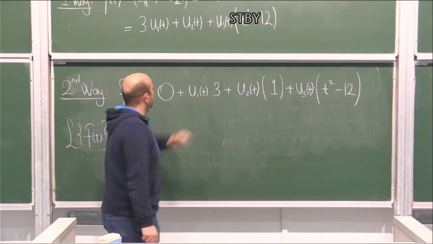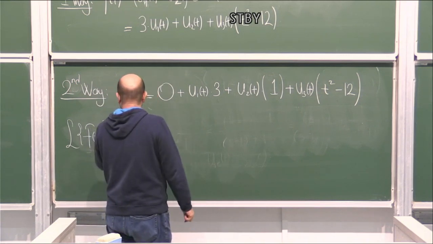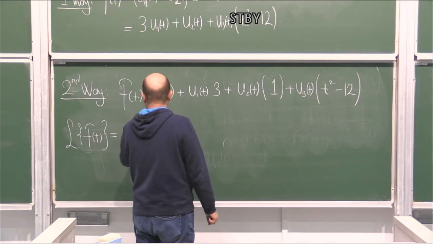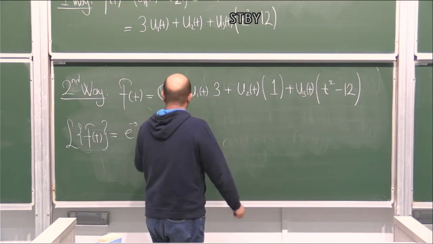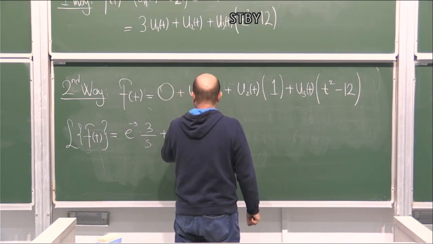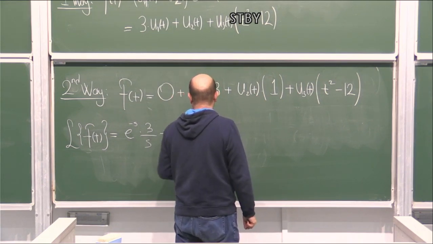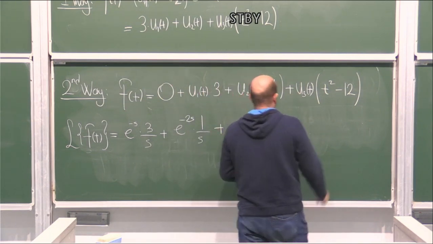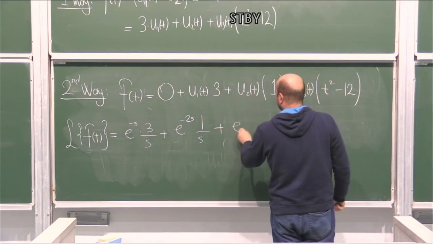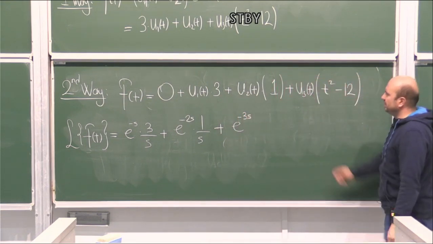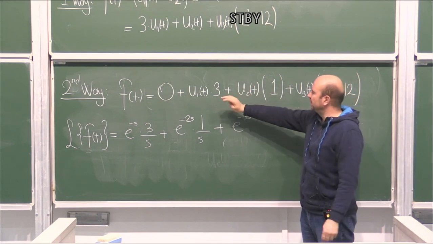Now, let's compute the Laplace transform of this after writing. So we have u1 of t times 3. This is exactly e to the minus s times 3 over s. Then u2 of t's Laplace is e to the minus 2s times 1 over s. And when you come to this, now it will be e to the minus 3s. But now, these were constant and there were problems.